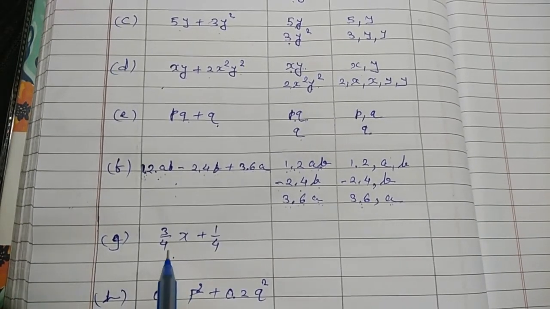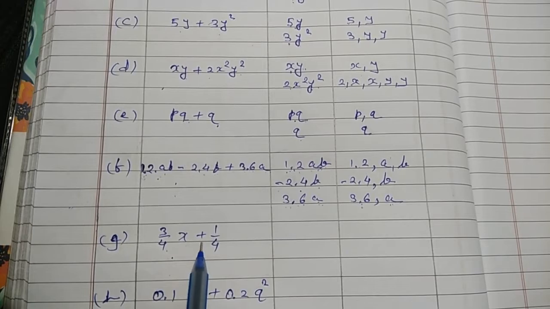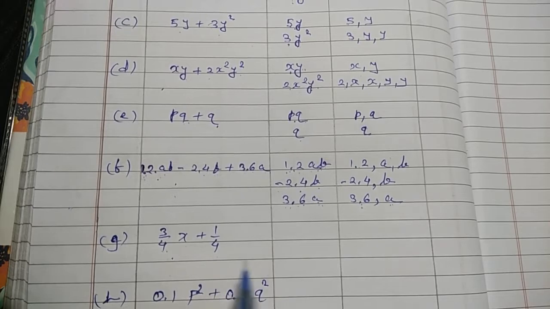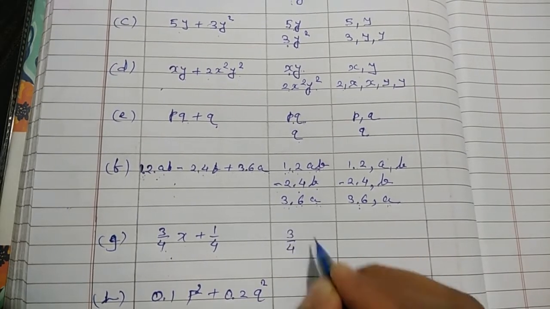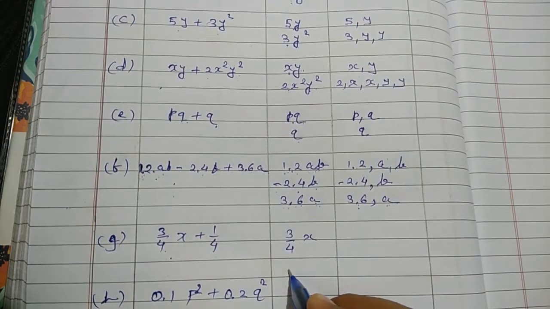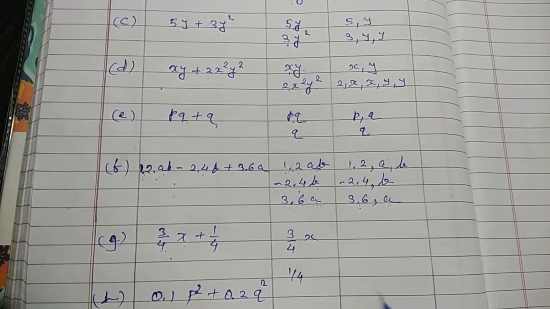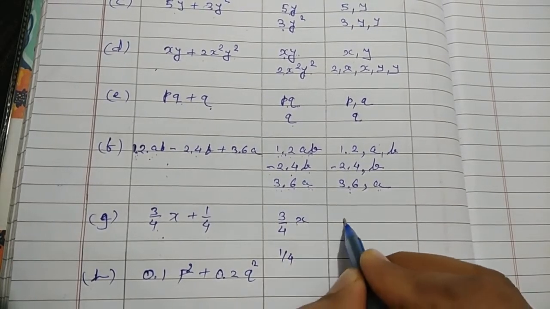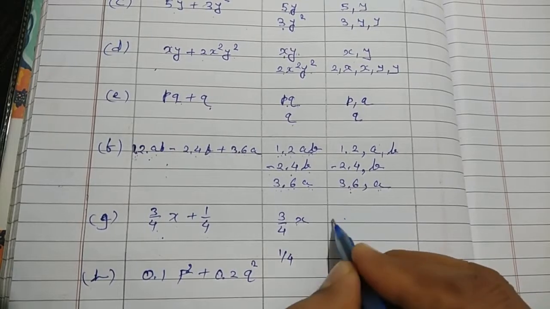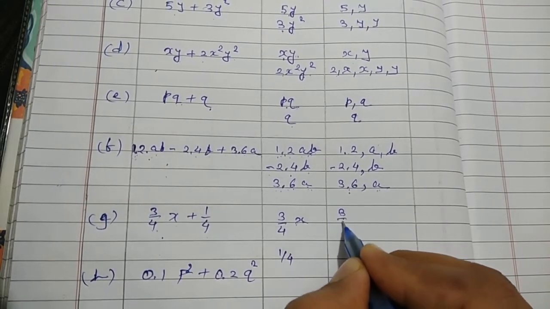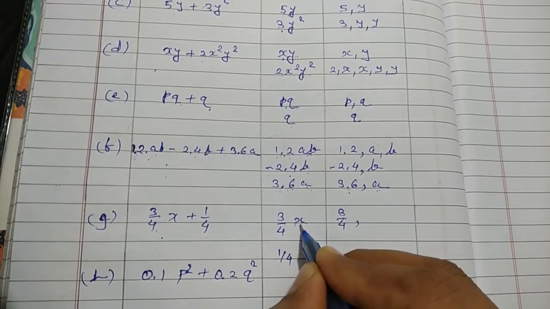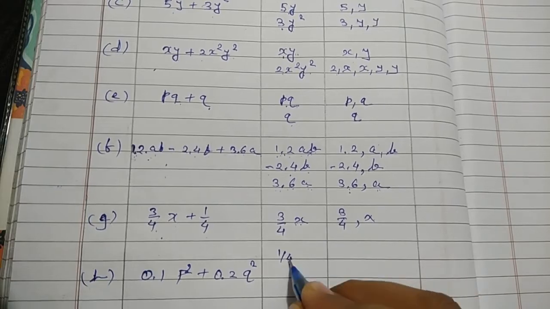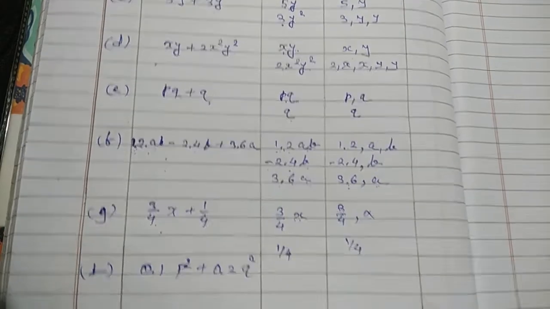Next, the expression given is 3 upon 4x plus 1 upon 4. How many terms are there? Here 3 upon 4x and 1 by 4. So 3 by 4x is one term and another term is 1 by 4. Factors of 3 upon 4x are the numerical coefficient, that is 3 upon 4, comma the algebraic factor, that is x. Here variable x is there, so it is an algebraic factor. Then 1 by 4 is itself a factor.